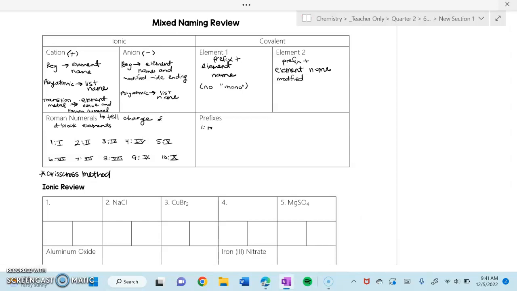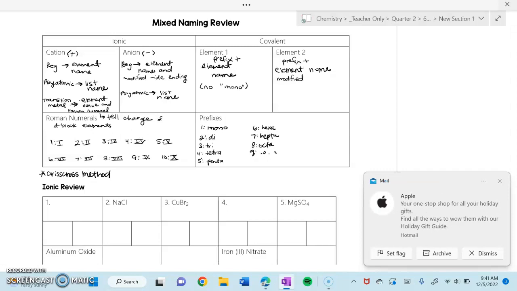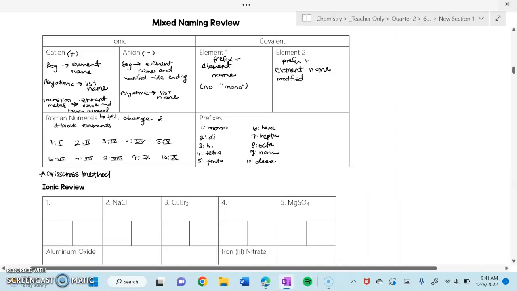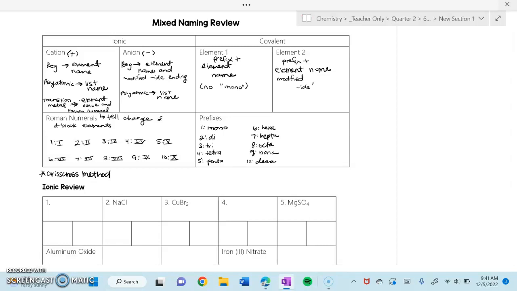So 1 is mono, 2 is di, 3 is tri, 4 is tetra, 5 is penta, 6 hexa, 7 hepta, 8 octa, 9 nona, and 10 deca. And remember that modified is the IDE ending. I didn't finish that.